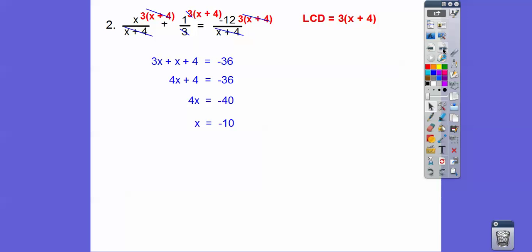Now, is that an okay answer right there? Yep, because it can't be -4. It can be anything else but -4. So x equals -10 is an answer right there.